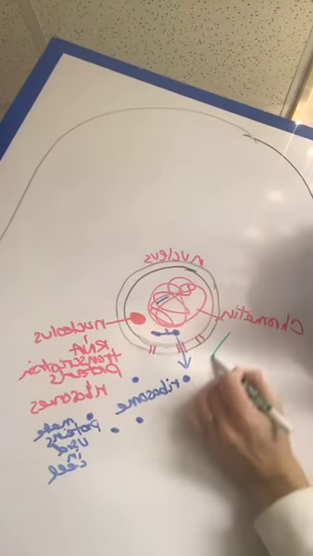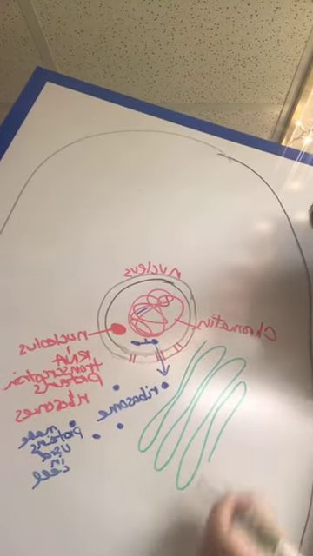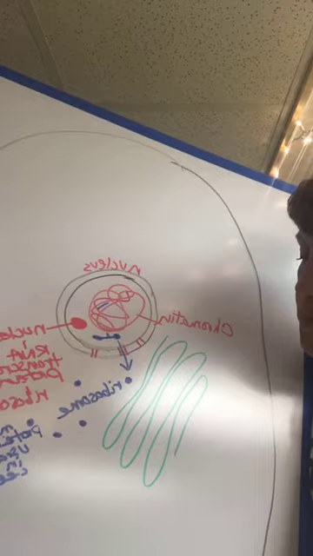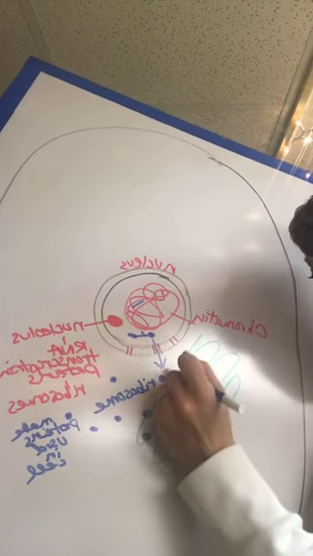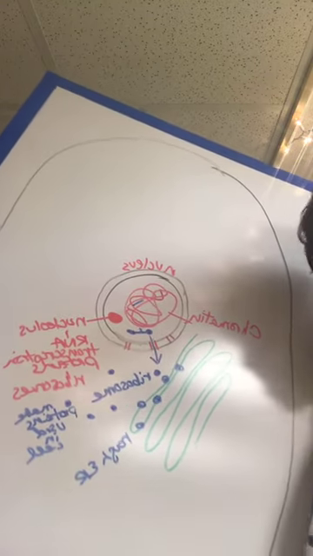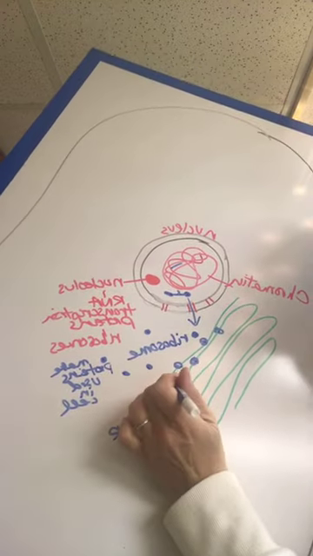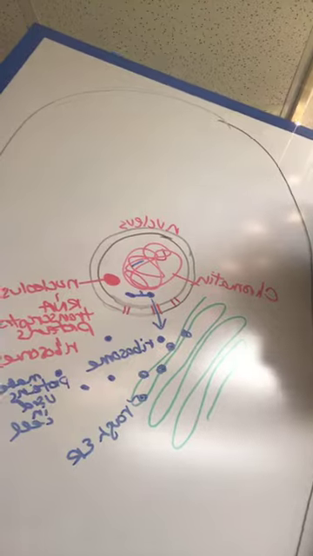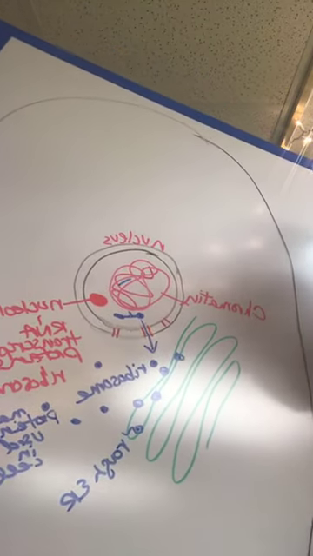So here is my ER, and it goes back and forth like a little system of tunnels. And there tends to be a lot of ribosomes on certain sections of it, and that's called rough ER. So rough ER has the ribosomes, and these ribosomes are going to take that little piece of mRNA. They're going to go through the process of translation, and they are going to make a protein.